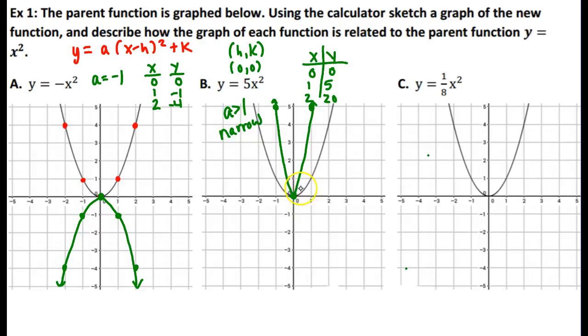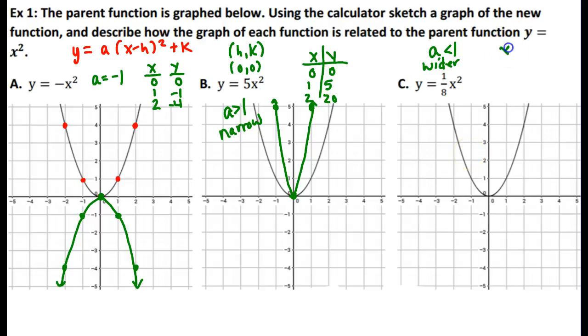Okay, so how does it relate to the parent function? It's exactly the same thing, except it's going to increase faster because it's narrower. In the previous one, same as the parent function, it was just flipped upside down. So now when we look at this next one, here I got an a value that is less than 1, so this graph is actually going to get wider for us. This next graph should be a little bit wider than the parent function we see here.